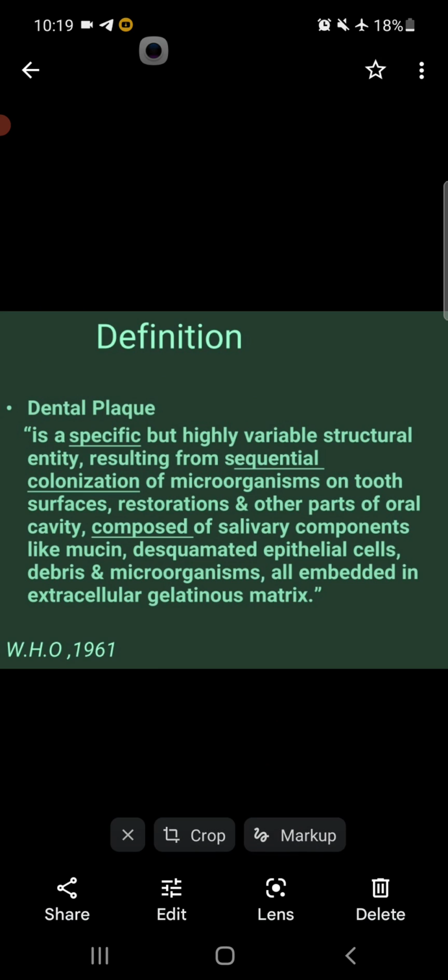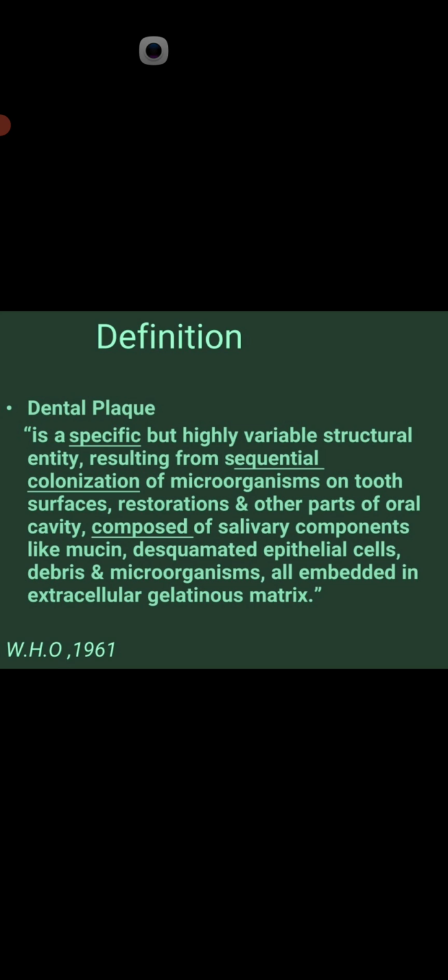First we start with the definition of dental plaque by WHO in 1961. How does WHO define dental plaque? It is a specific but highly variable structural entity resulting from sequential colonization of microorganisms on the tooth surface. Meaning in sequence microorganisms come and adhere on the tooth surface and make a colony, and it may be on the tooth surface or on restoration or other parts of the oral cavity. Dental plaque is composed of salivary components like mucin, desquamated epithelial cells, debris and microorganisms, and all these microorganisms and debris are embedded in an extracellular gelatinous matrix. This is the dental plaque definition according to WHO.